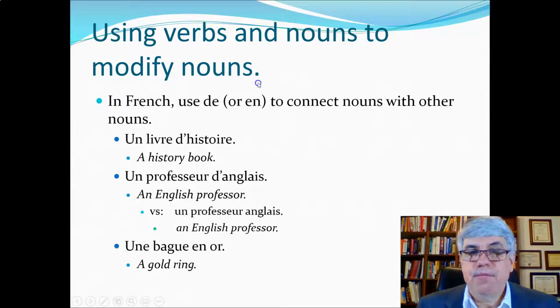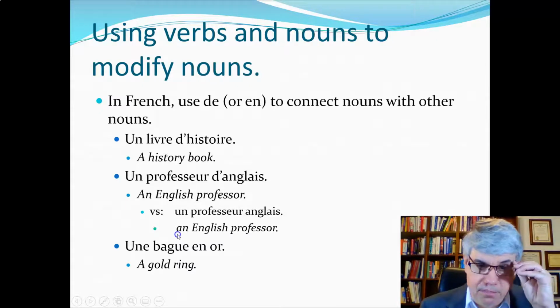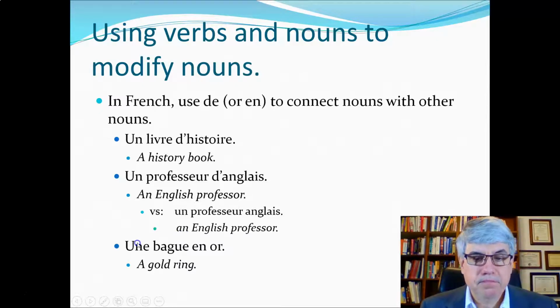In French, we can't put two nouns together. You can't stick the nouns together. It doesn't work. We have to use de or sometimes en to connect nouns with other nouns. For example, un livre d'histoire. That would be literally a book of history, but we would say a history book. Un professeur d'anglais. That would be an English professor. Now notice that's different than a professeur anglais. That would be an English professor, somebody that's from England, professor from England.